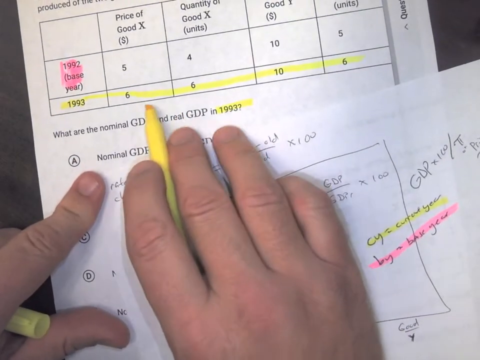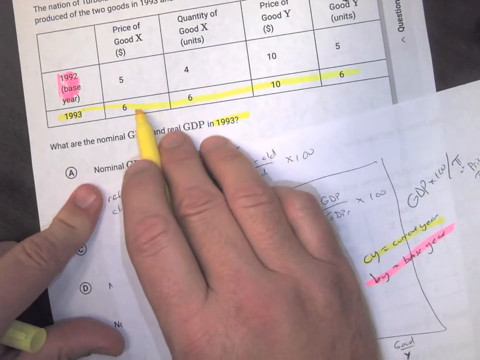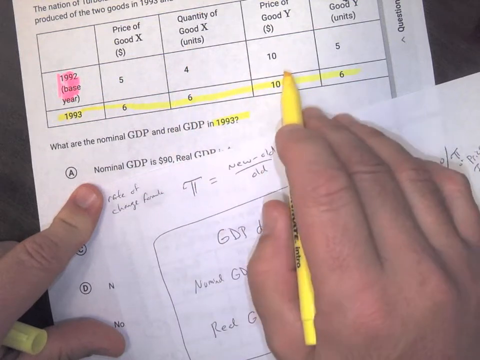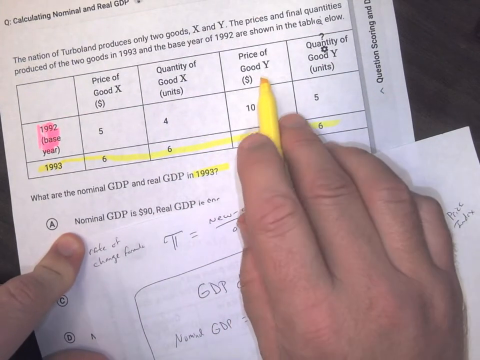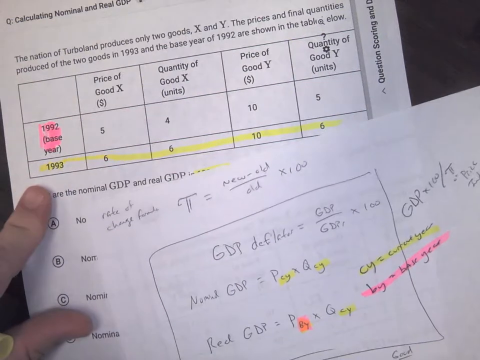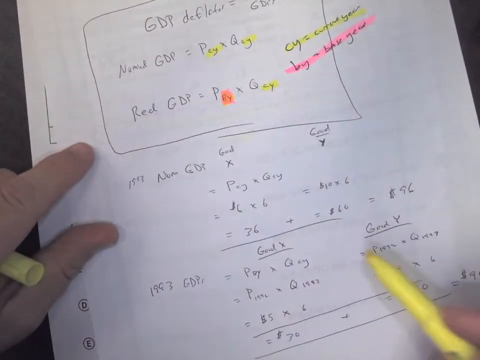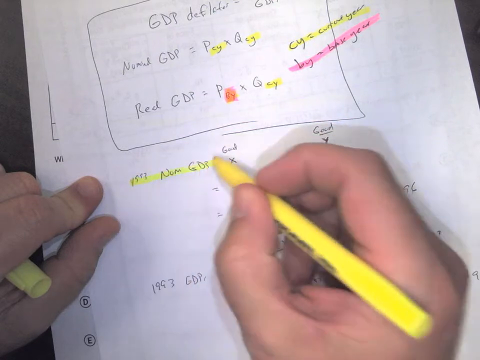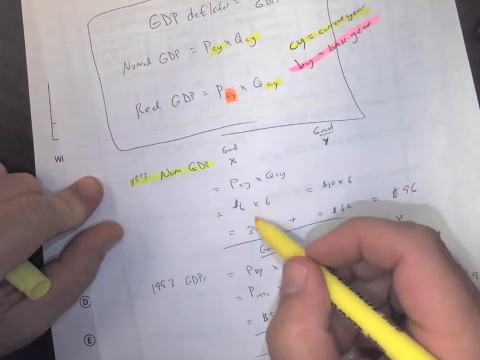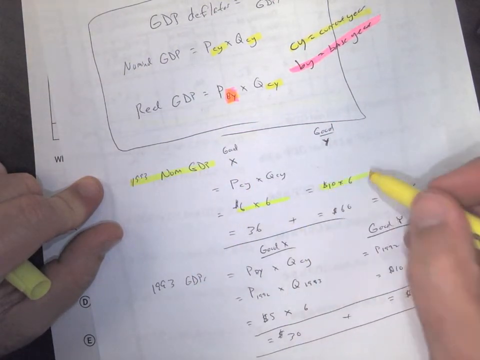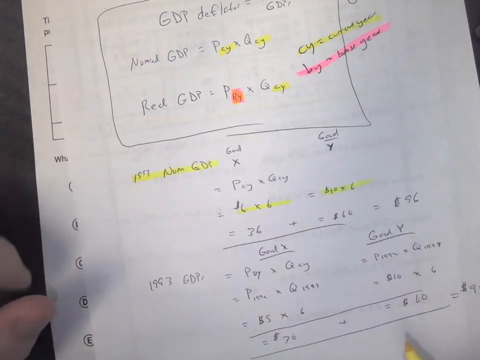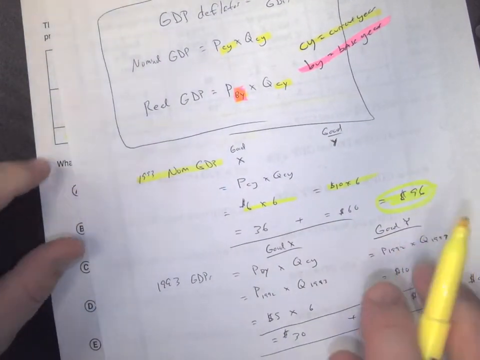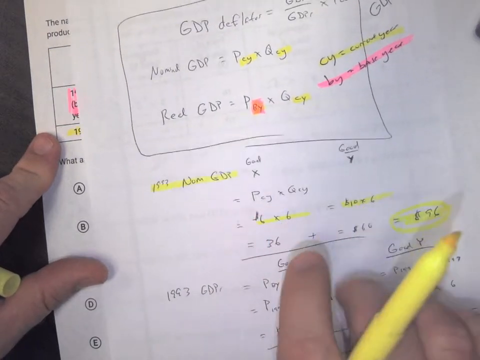If you're just doing nominal, we're going to have 6 as a price, 6 as a quantity, and then for price of good Y and quantity of good Y, we have 10 and 6. So for 1993, our current year, we have 6 times 6, price times quantity, and 10 times 6, price times quantity. That's going to equal 96. So I know that our nominal GDP in year 3 is 96.